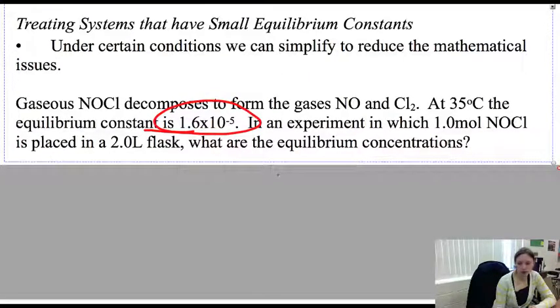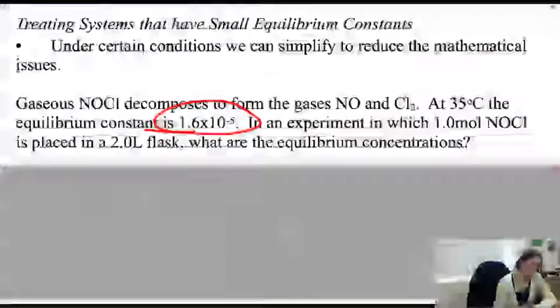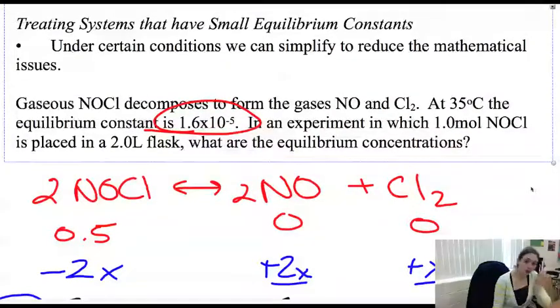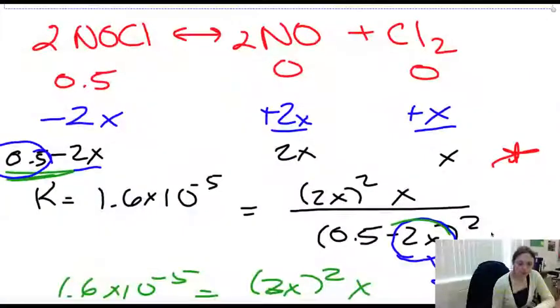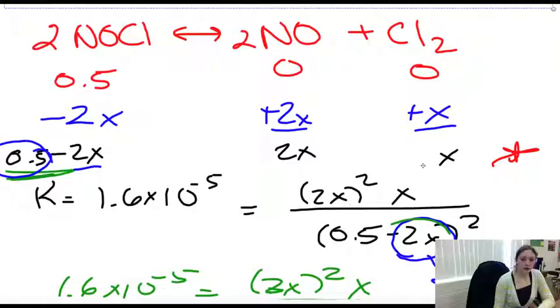So we start out by writing our reaction again. We're going to do that 2NOCl yields 2NO plus Cl2. We write our I's, which are what they give us in the problem. Okay, I have 1 mole of the NOCl divided by 2, it's 0.5. I don't have anything of the other two because they don't give me any there. I have to know that it has to go to the right because I don't have anything on the right. And then I have my minus 2x, plus 2x, plus x. Okay, I get the E's, so we add straight down.